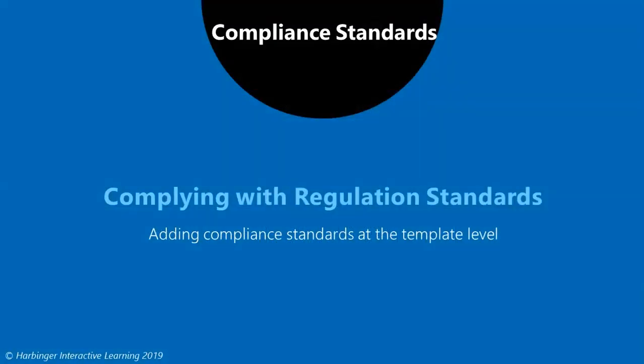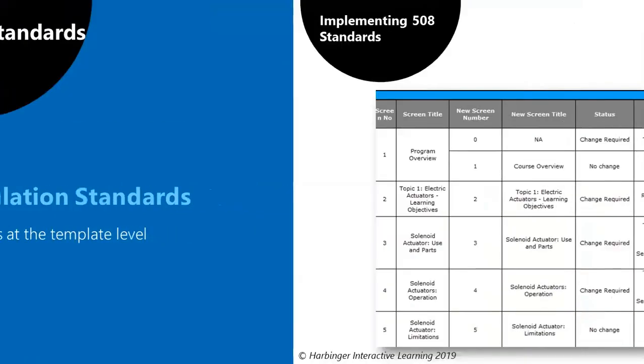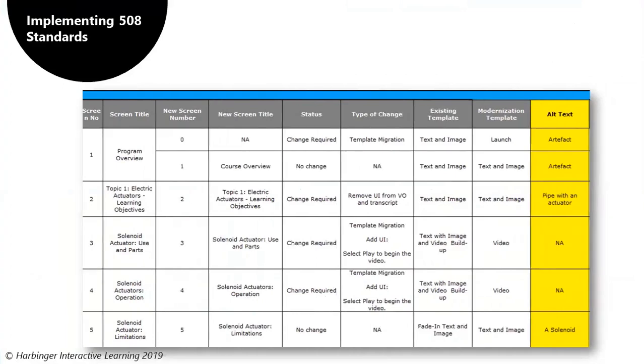And then the compliance standards, adding compliance standards at the template level. How do we do this? So again, we come back to the changelog process. So over here, we see that in this particular case, we are implementing section 508. And one of the features in the section 508 is to have alt text for images. So for example, if you look at the yellow highlighted section, those are the alt text for the images.